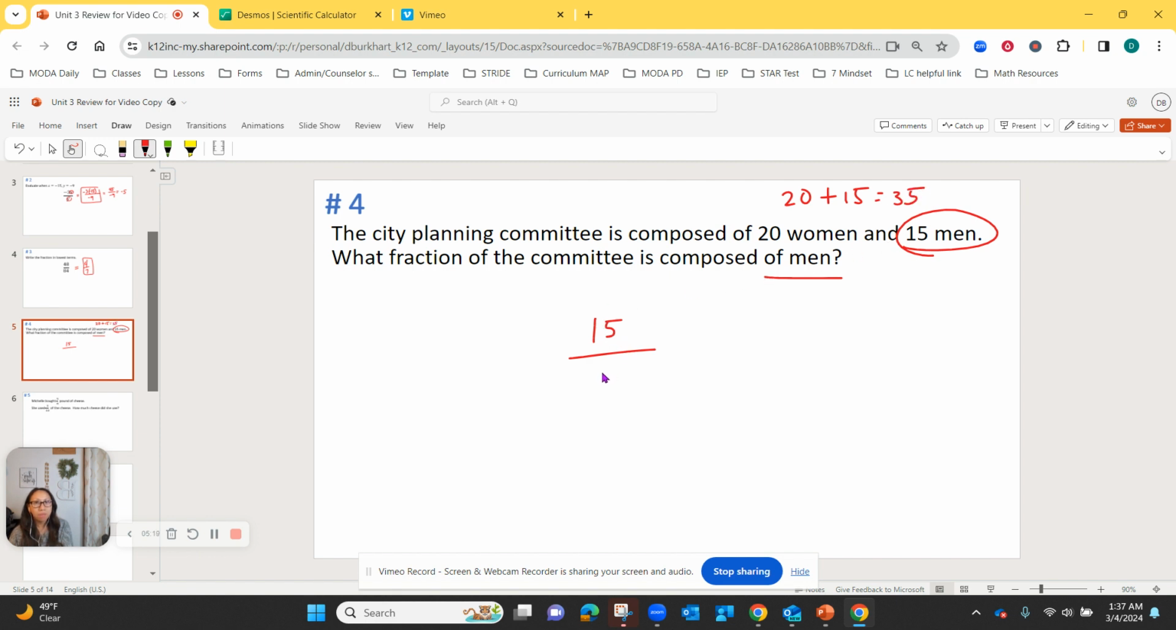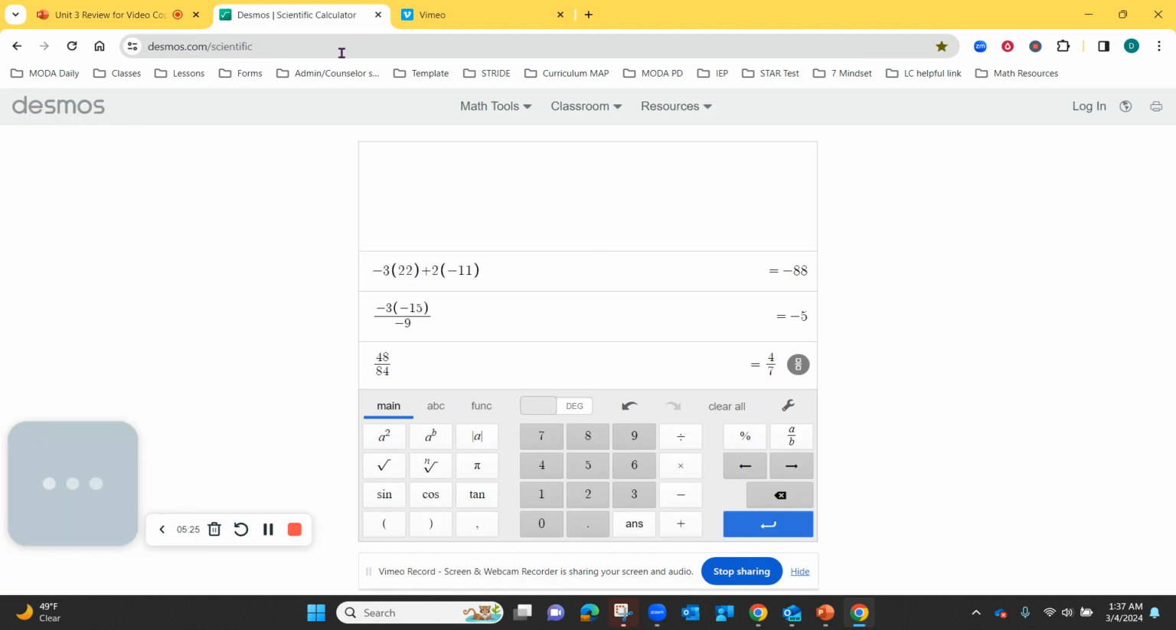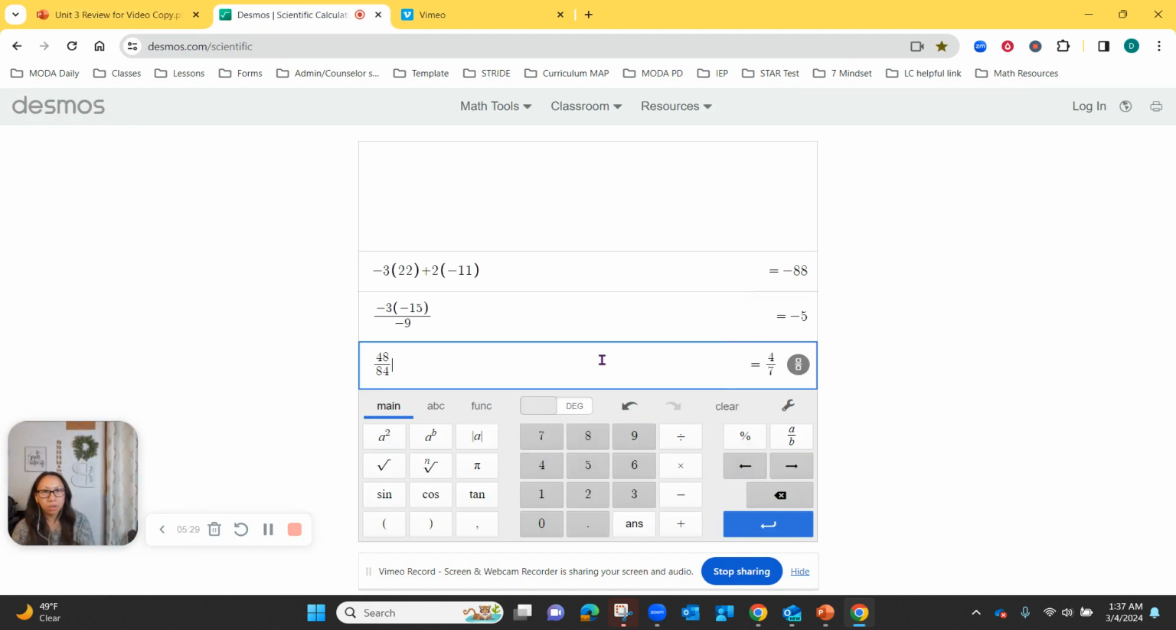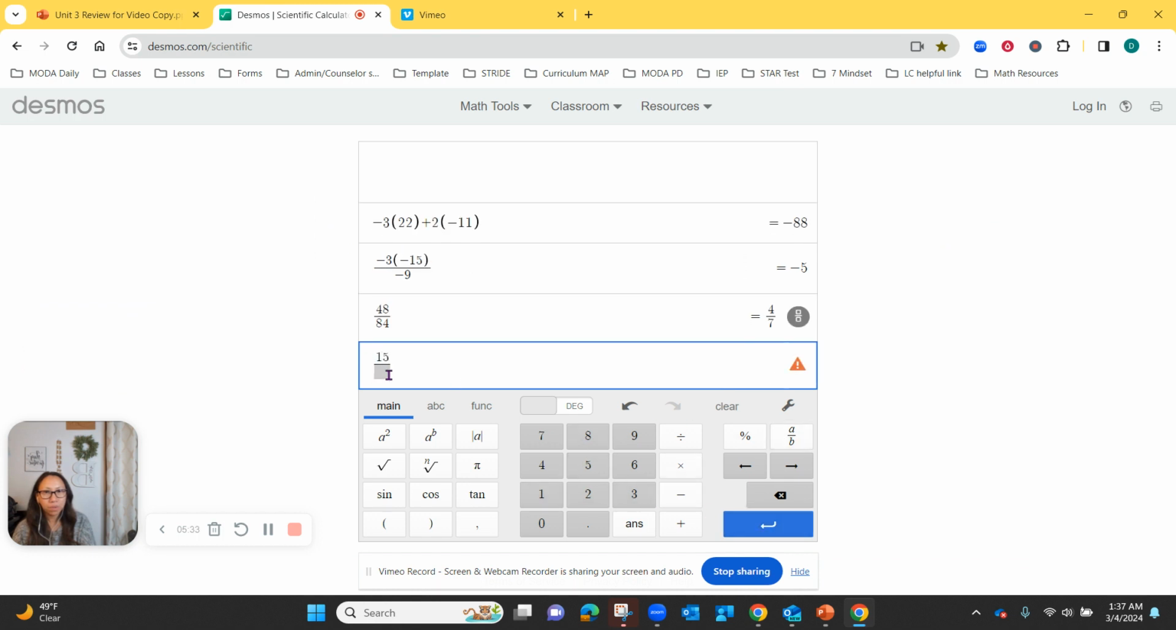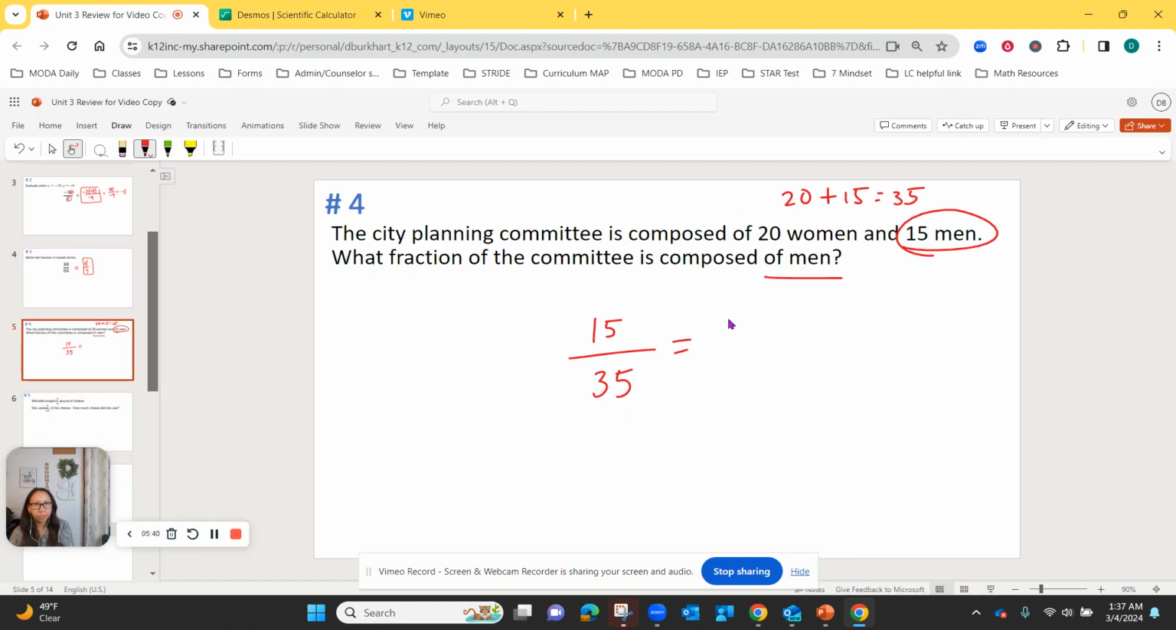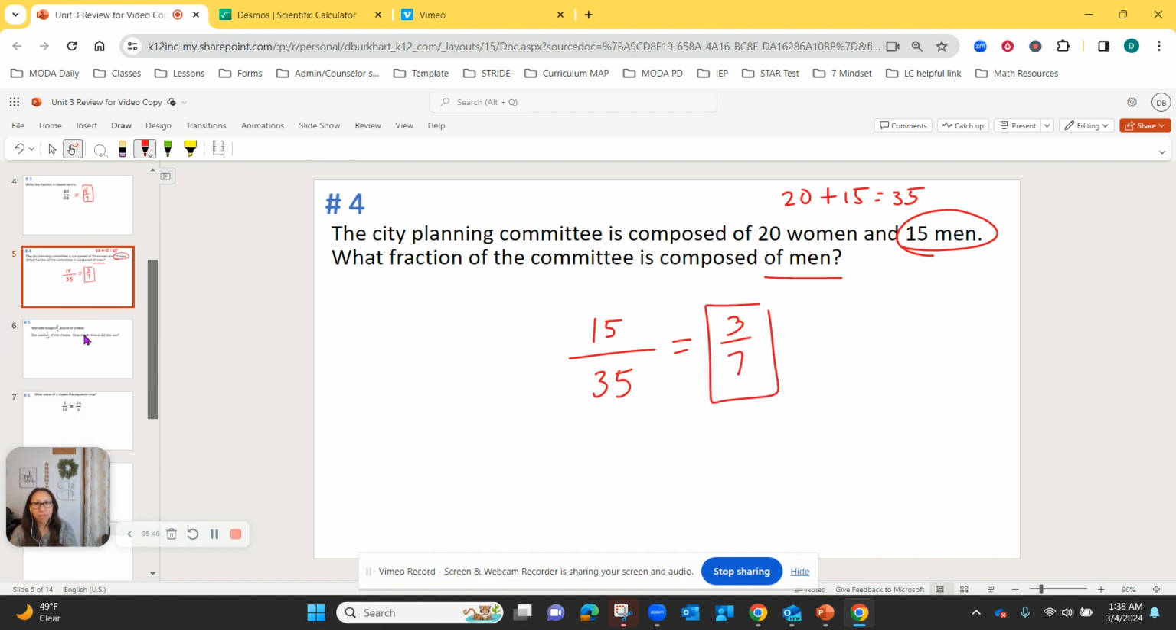So the fraction would be 15 out of 35, and if we put it into our Desmos calculator, that would be 15 over 35. The lowest fraction would be 3 out of 7. So 3 out of 7. All right, so it's really easy if we have that scientific calculator pulled up in your tab as well.